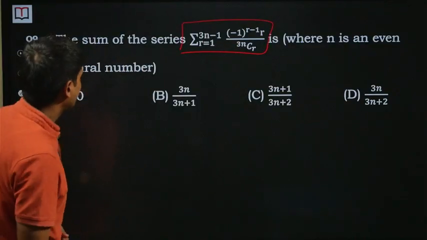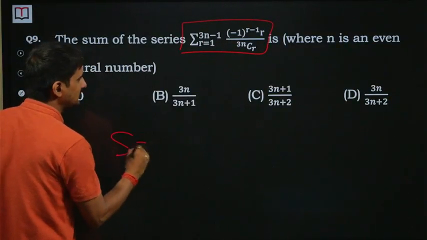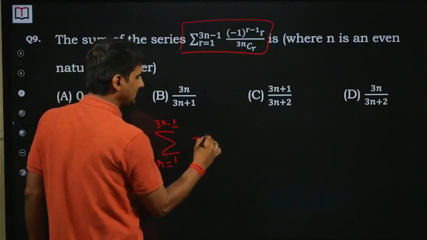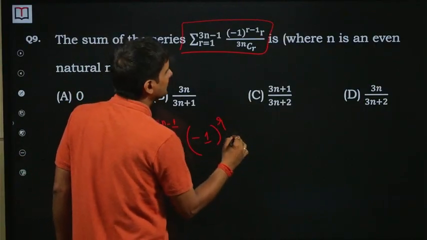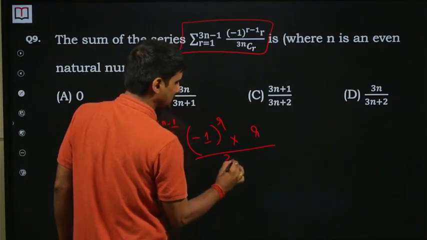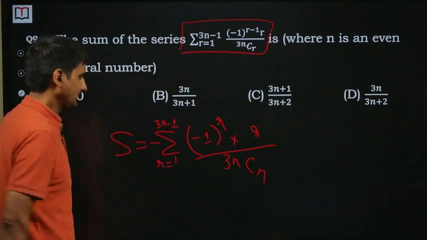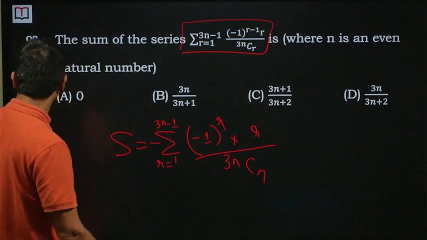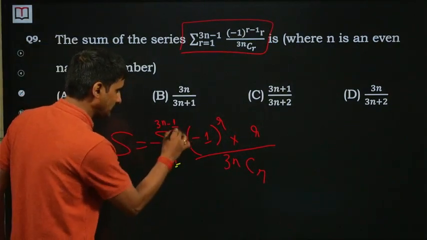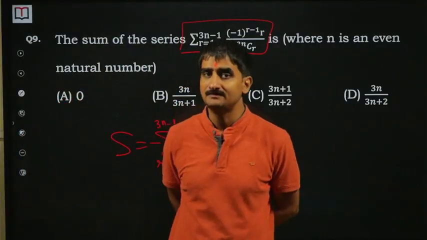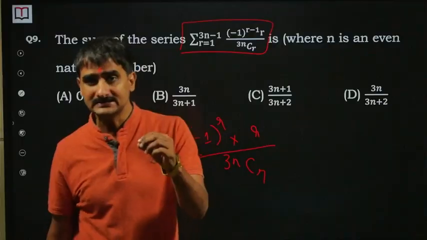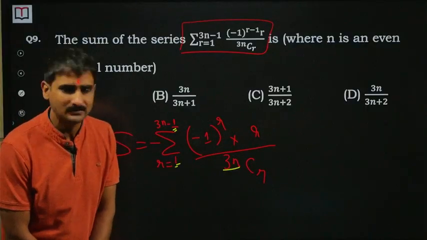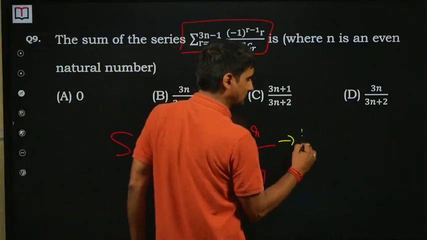Now moving to the 9th question, the sum of this series. In this question the series is summation r goes from 1 to 3n minus 1 of (minus 1) raised to the power r into r by 3nCr, and I took the minus sign outside again. Now see, in this case, if you add the lower limit of the variable r and the upper limit of variable r, you get 3n, which is constant. I mean this equals the superscript of the binomial coefficient. So I'll be using the Bahubali property here.